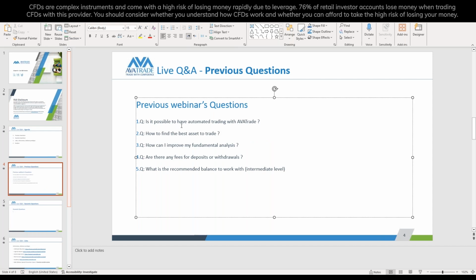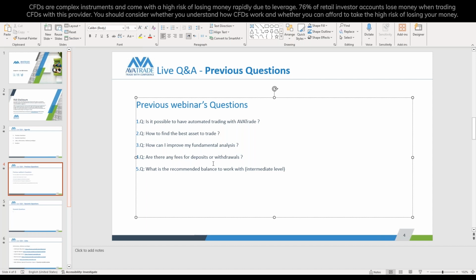Is it possible to have automated trading with AvaTrade? That's a good question. How to find the best asset to trade? That question is too universal. I'm not even going to try to give a definite answer to that, because there is no best asset. I'll give a nutshell version maybe about how you can pick an asset, but there is no best asset.